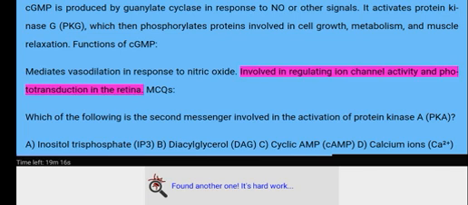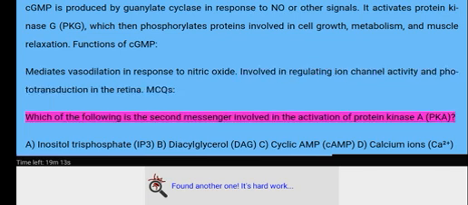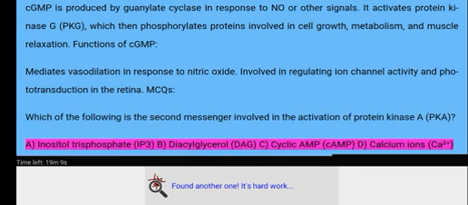Involved in regulating ion channel activity and phototransduction in the retina. MCQs. Which of the following is the second messenger involved in the activation of protein kinase A (PKA)?